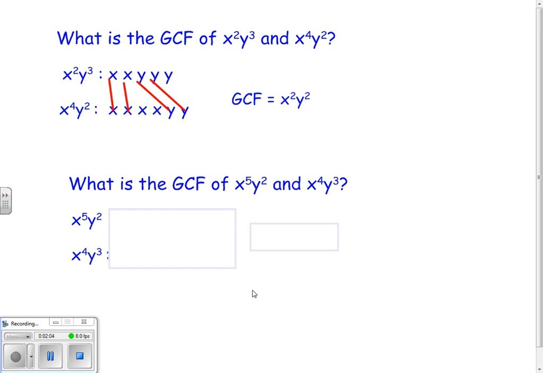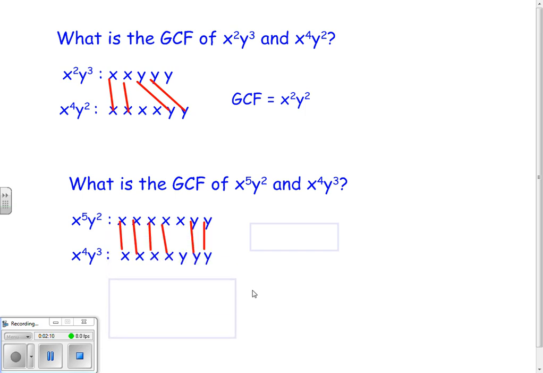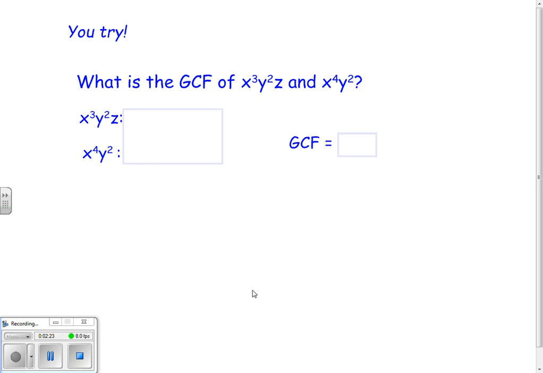For the second one, I listed out x to the fifth and y squared. That's 5 x's and 2 y's. And x to the fourth y cubed. That's 4 x's and 3 y's. If you draw a line between those things that are common, you'll find that there are 4 x's, that's x to the fourth, and 2 y's, that's y squared. Pause the video to do the you try it.